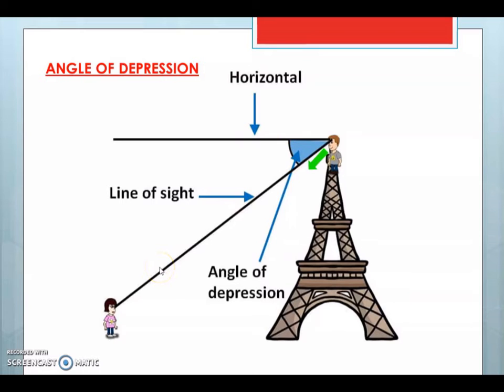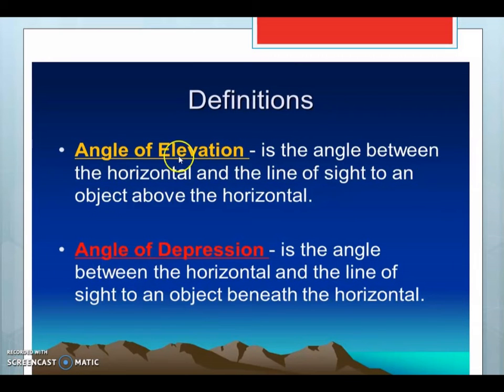So elevation is when you view an object which is higher than you. Angle of depression is when you view an object which is lower than your own position. Angle of elevation is the angle between the horizontal and the line of sight to an object above the horizontal. And angle of depression is the angle between the horizontal and the line of sight to an object beneath the horizontal.